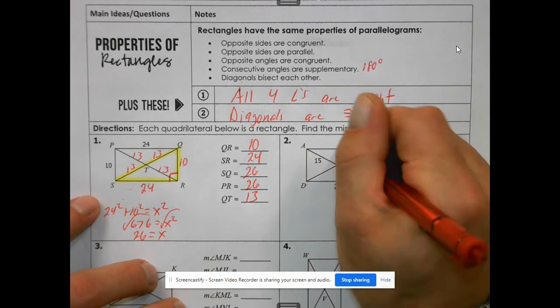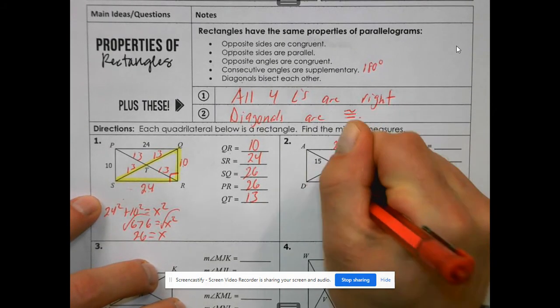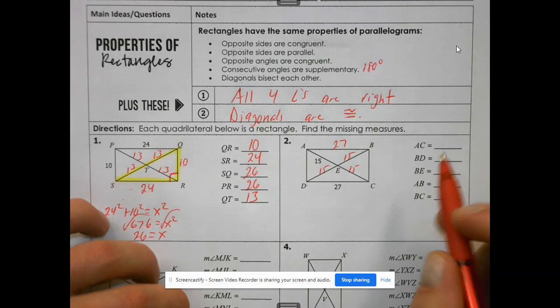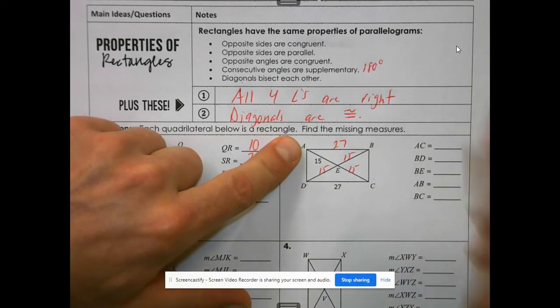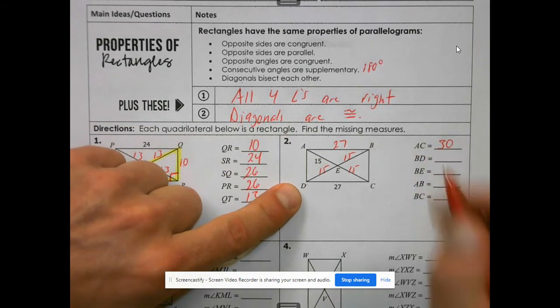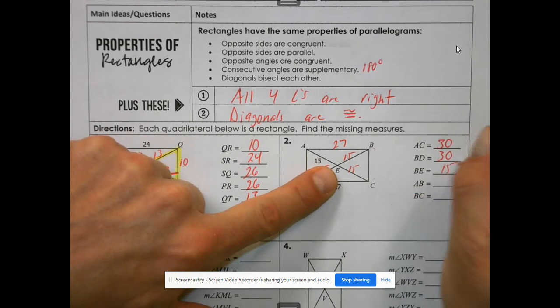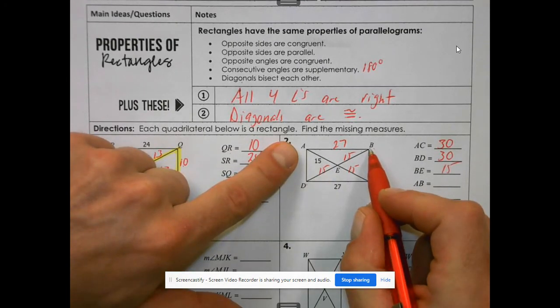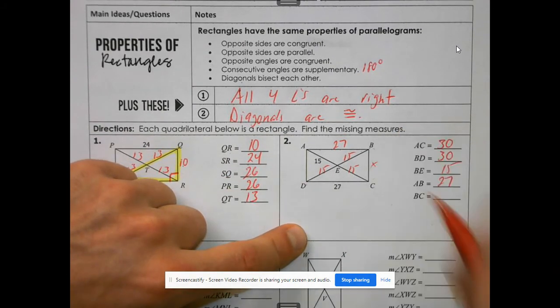Number 2, top's 27, bottom's 27. Every piece in here is 15. First piece it wants is AC. How long is AC? 30. BD? 30. BE? 15. AB? 27. BC, this piece over here, we'll call it X.